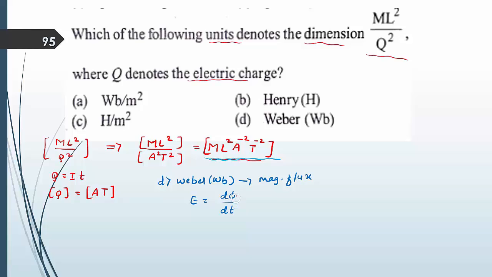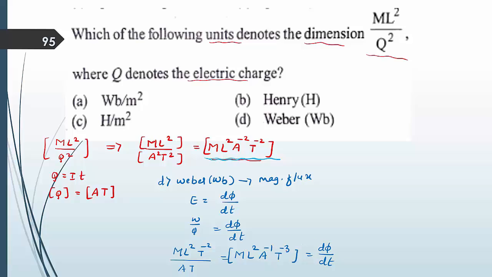Magnetic flux. This pi is magnetic flux. I am going to rewrite this equation as W divided by Q is equal to d pi divided by dt. W divided by Q, W means work. Work has the dimension M L square t raised to minus 2, divided by Q, which has the dimension A t. Or we can write this as M L square A raised to minus 1 t raised to minus 3. So this is the dimension for change in magnetic flux.